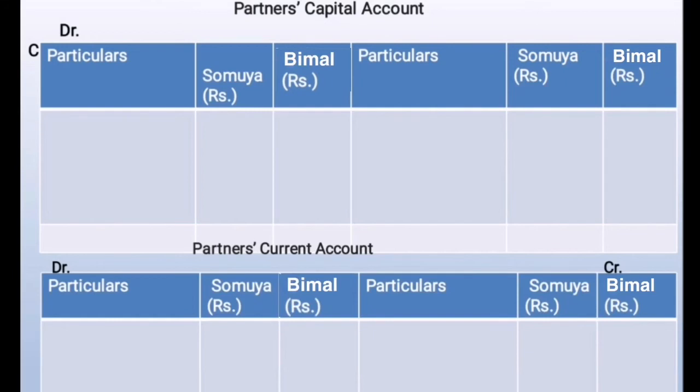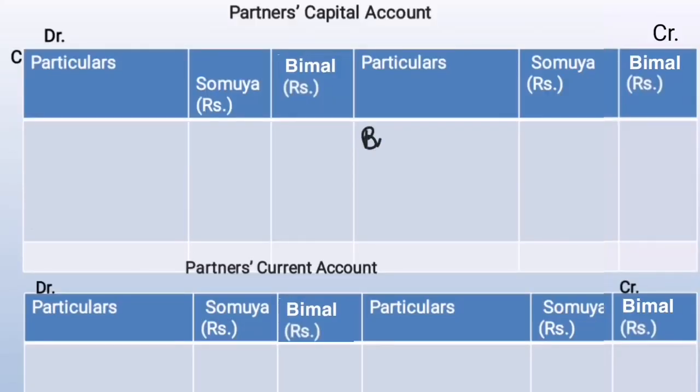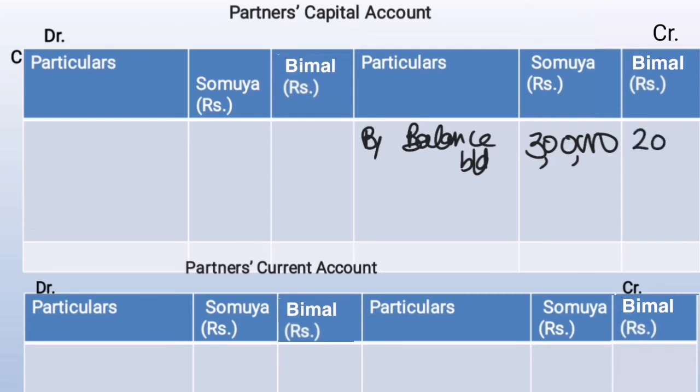Next we are going to prepare partners' capital account and current account. In it, first of all, we have to put the balance of capital and current accounts. If we see, Soumya's capital account balance is 3 lakh and Bimal's is 2 lakh. We'll show it in partners' capital account as by balance brought down. Soumya's capital account is 3 lakh and Bimal's capital account is 2 lakh.